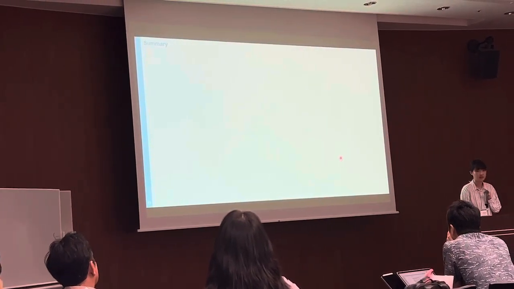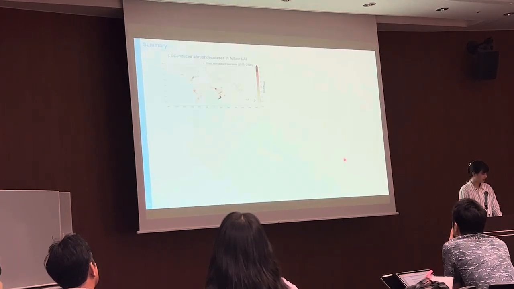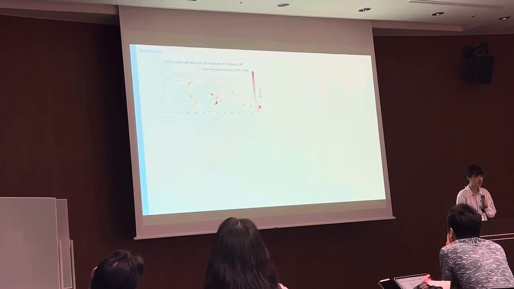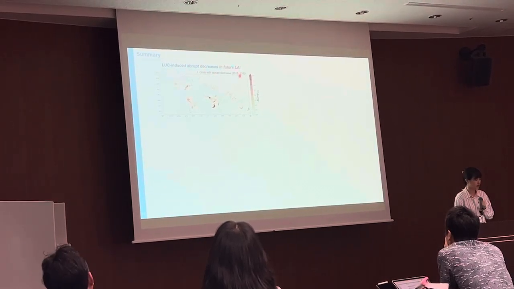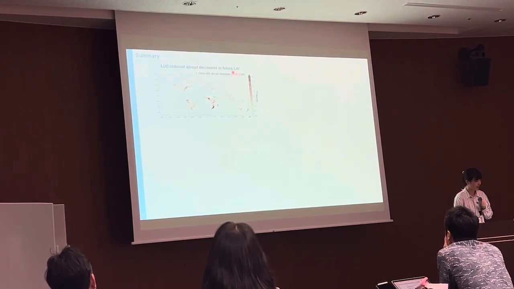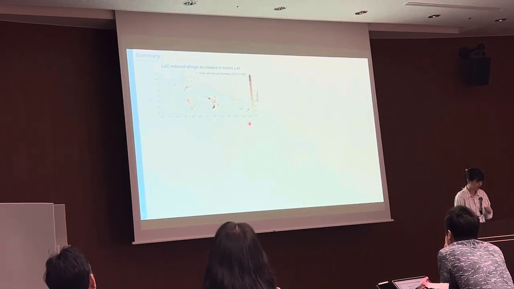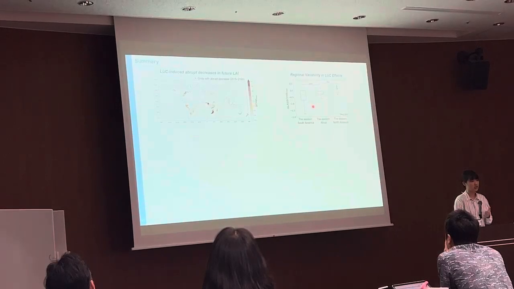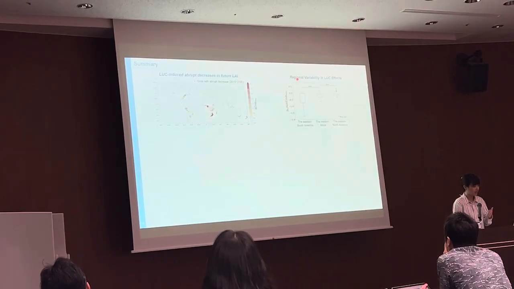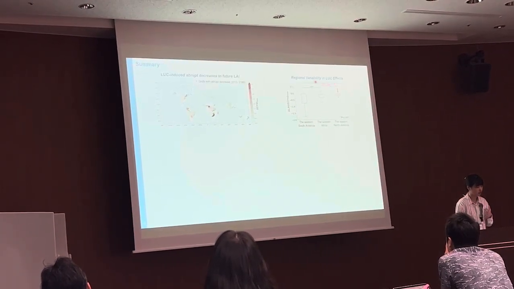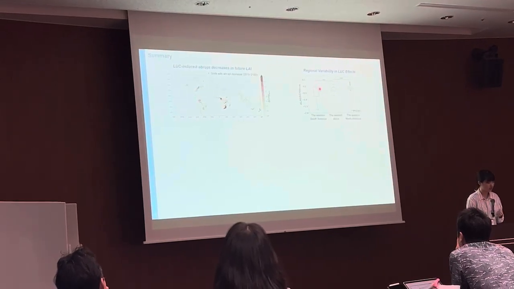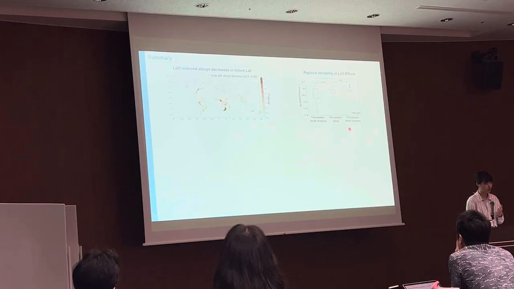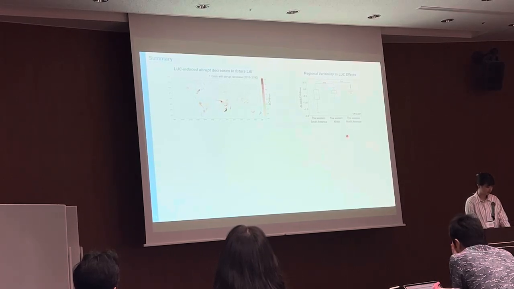So this is a summary of my presentation. Firstly, we found that land use change, especially pro-land expansion, can induce abrupt decrease in future area, like this map. However, even if the amount of land use change is the same, the effects of land use change on vegetation can vary significantly across regions, mainly due to climate impacts.